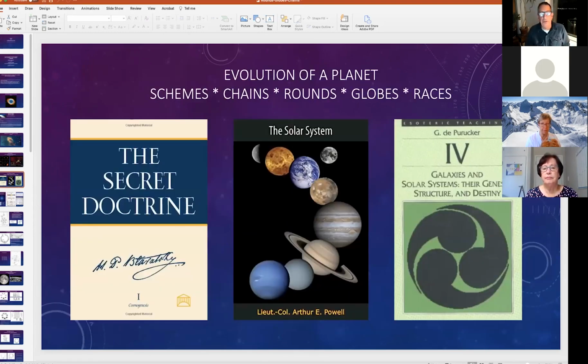And a lot of this material is in The Secret Doctrine. And this book, The Solar System by A.E. Powell, is a very good overview, although it has a lot of errors that HPB tried to correct, but they ignored, and DK subsequently corrected as well. And then this book is also good for summaries. He's more concise and to the point, and he summarizes some basic points. And it's actually helpful to figure out some of the confusing elements in here.